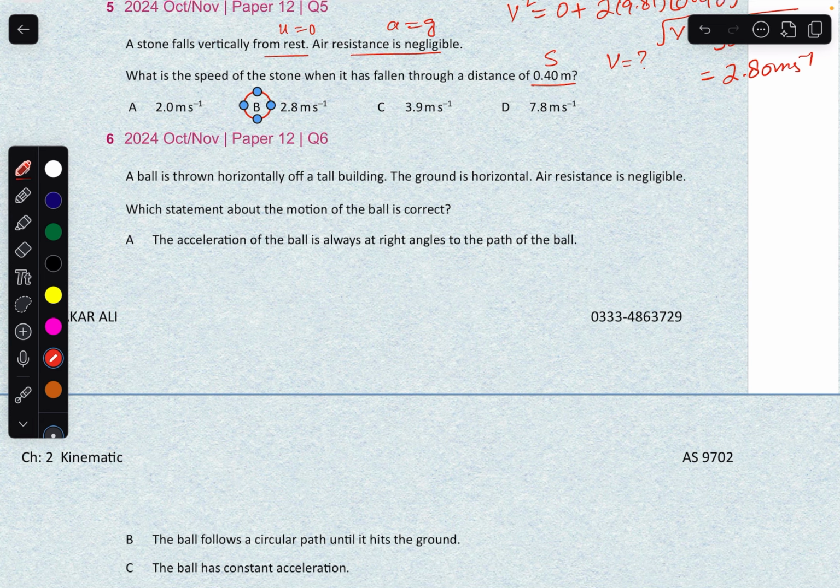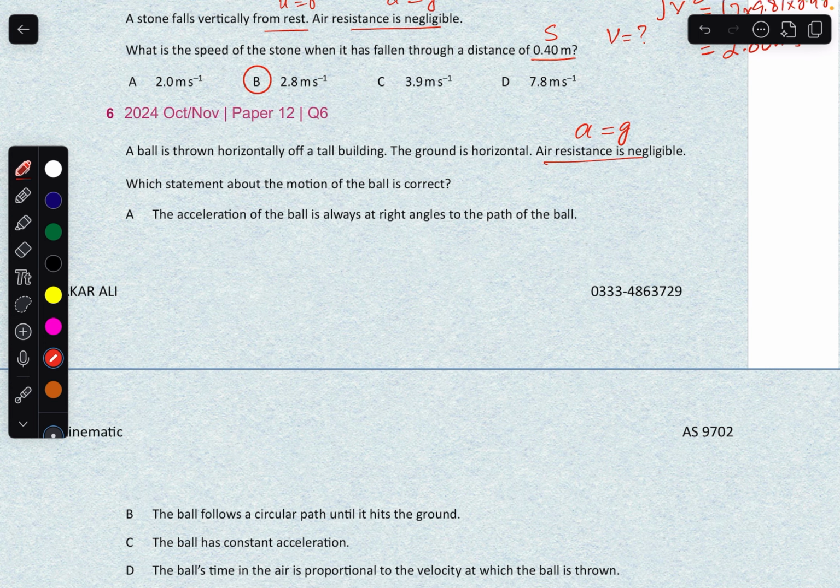In question 6, a ball is thrown horizontally off a tall building. The ground is horizontal. Air resistance is negligible. Again, acceleration is g. Which statement about the motion of the ball is correct? You have to tell the correct one. The acceleration of the ball is always at right angle to the path of the ball. No, that will be true if the motion is a circular motion. But in projectile motion, it's not always the case.